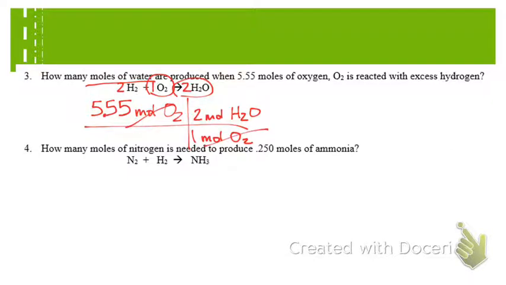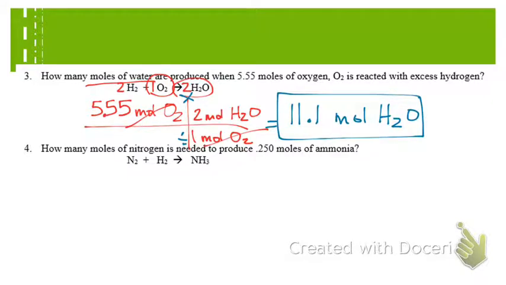So I'm ready to do 5.55 times 2 and then divided by 1. And the divided by 1 part won't change anything. So in my calculator, I'm pushing 5.55 times 2, and that's 11.1 moles of water.